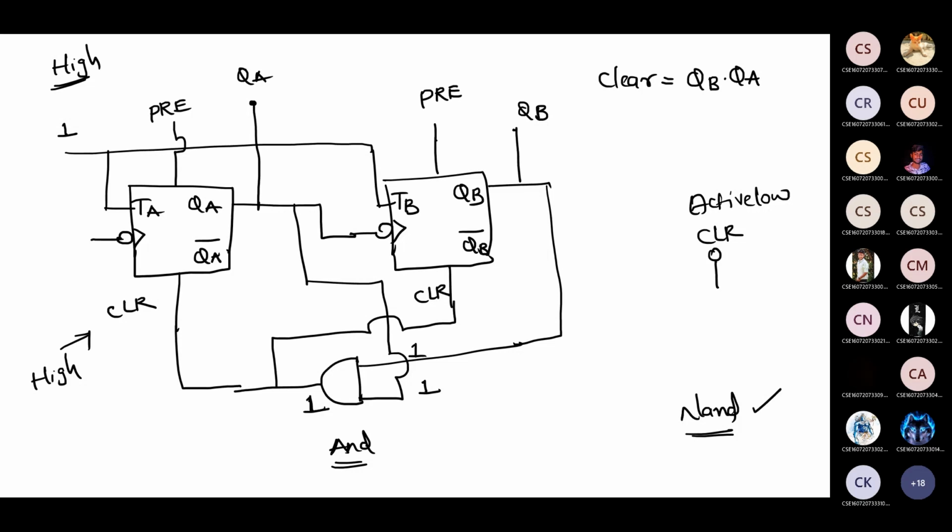As this is the first time you are going through asynchronous inputs, a bit amount of confusion will be there. So at least by the next classes, you try to understand the on and off conditions for preset and clear. This is mod 3 asynchronous up counter using T flip-flop.